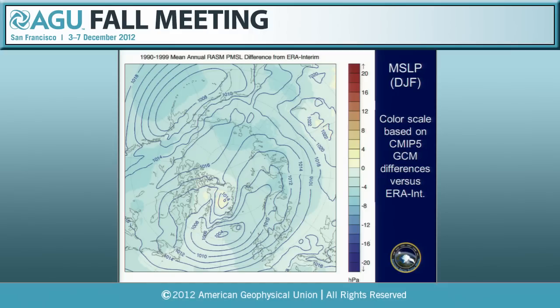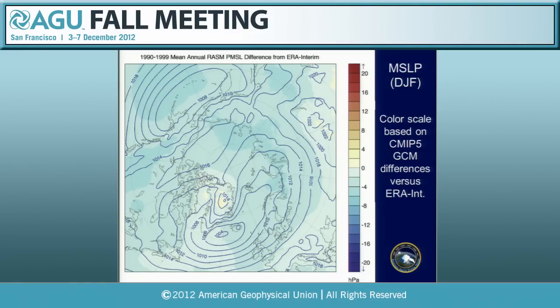The contours here show our climatological mean sea level pressure averaged over this 10-year period, and then the difference from the ERA-Interim in the shaded contours. I want you to note in particular that the color scale is based on one used in a study by Wieslaw and colleagues, who evaluated CMIP-5 GCM sea level pressure differences versus the ERA-Interim. To capture the full range of differences in the GCM biases, they had to have this color range going plus and minus 20 hectopascals here.